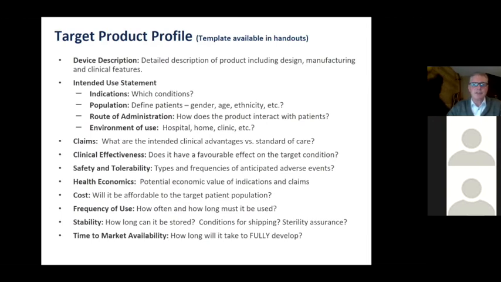What types of claims are you going to associate with this product? This is very important because your claims could drive changes in your risk classification levels. Just by making certain claims, you can jump from a class 1 device to a class 3 quite easily. You're going to talk about what the clinical effectiveness or its expectations are, the tolerability of the product, and look at health economics. So what is the value of the indications and the claims, and how much is it going to cost? Is it going to even be affordable for the patient population out there? How often is it used? How long can it sit on a shelf? What are the conditions for shipping? What are the conditions of warehousing, sterility assurance, and your time to market availability?